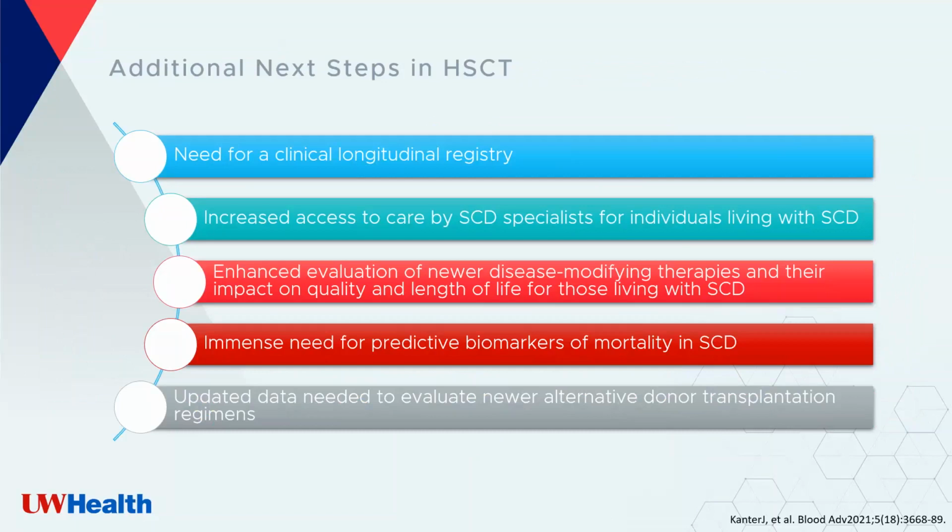So moving forward in the realm of stem cell transplants, you want to consider a longitudinal registry, increased access to care for our sickle cell disease patients with specialists, and an enhanced evaluation process. There's an immense need for predictive biomarkers, which can help to objectify clinical outcomes in the space, and also updated data needed to evaluate newer alternative donor transplantation regimens.